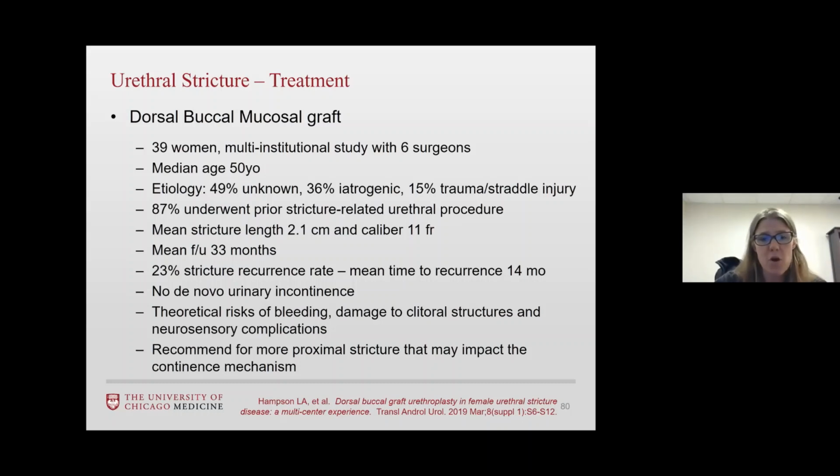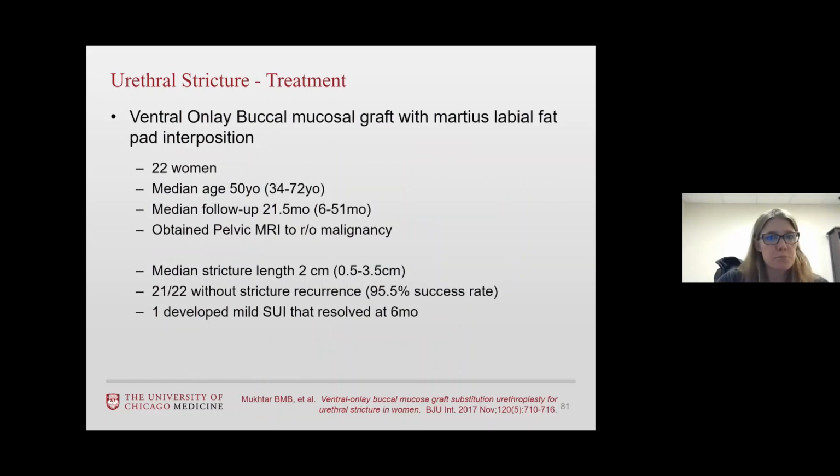Complications-wise, there is no de novo urinary incontinence. When you do that dorsal, it's an incision above the meatus, and then you get into that plane. So there's that theoretical risk of bleeding and damage to the clitoral structures with neurosensory complications. They do recommend it for more proximal strictures that may impact the continence mechanism.